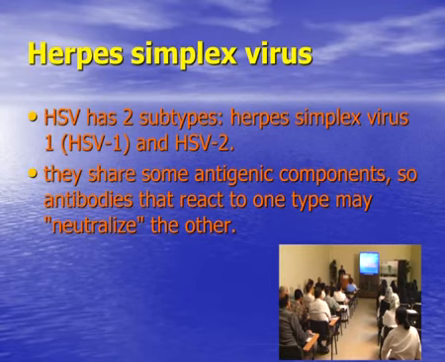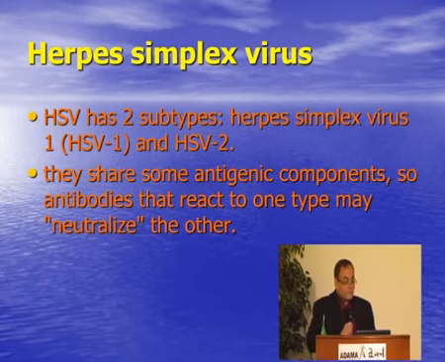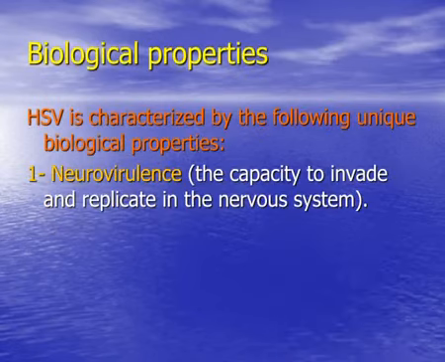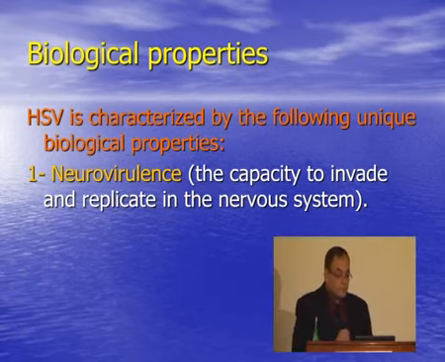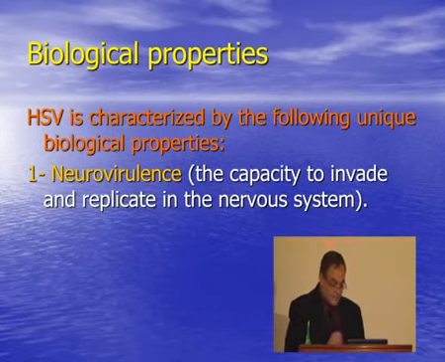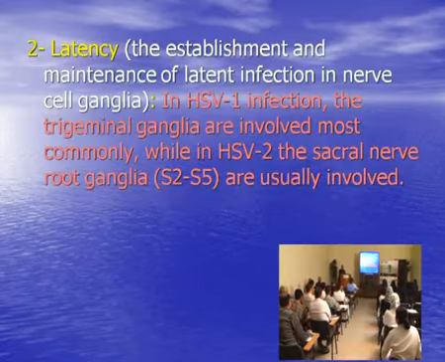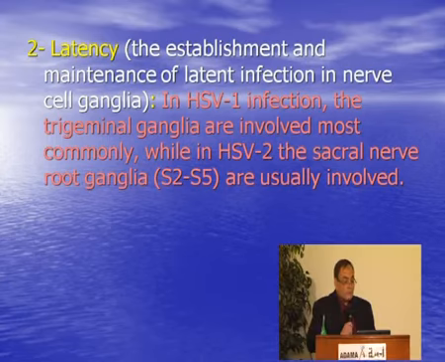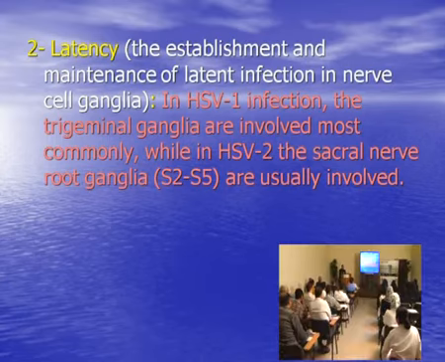The herpes simplex viruses are classified into two types, type 1 and type 2. They share some antigenic components, so antibodies that react to one type may neutralize the other. There are certain biological properties of the herpes simplex viruses. First of all is the neurovirulence, or the capacity to invade and replicate in the nervous system. Also the latency, or the establishment and maintenance of latent infection in the nerve cell ganglion.